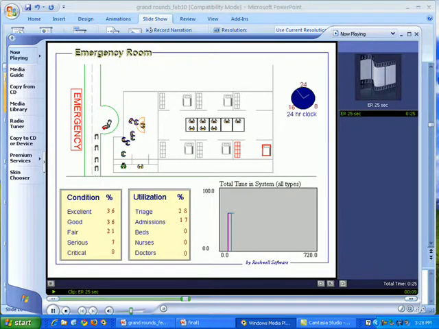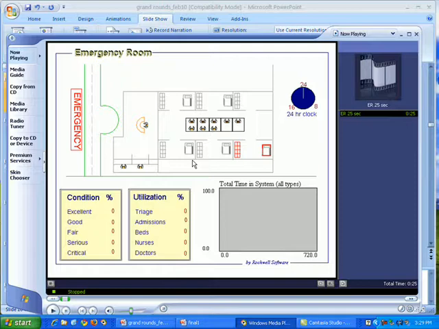They go to different stations, they go to a triage nurse, they go to registration. It takes a varying amount of time to process patients at those different stations. Then there's some number of beds in the emergency room, some number of physicians, nurses, and so forth. And each patient takes a different amount of time to be processed at these different locations.